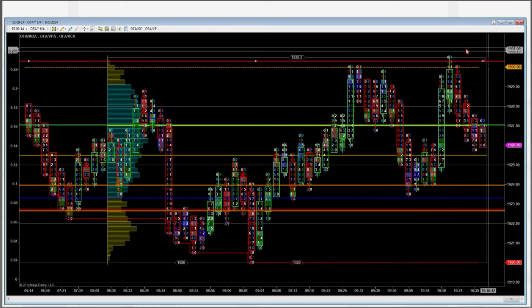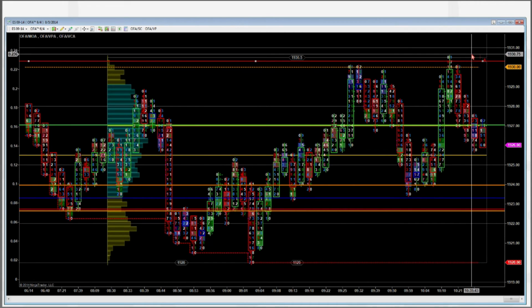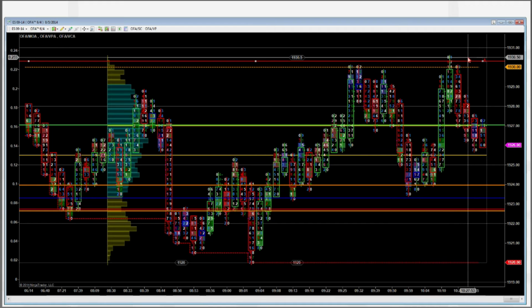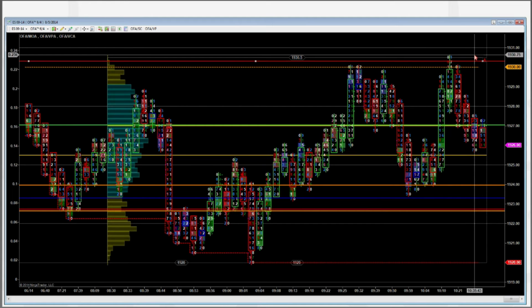You're going to go back to the print once price pulls back to 30.50, 30.75. And as long as the print confirms, the bid gets weak and the offer starts to get strength, you're going long. You're going long.